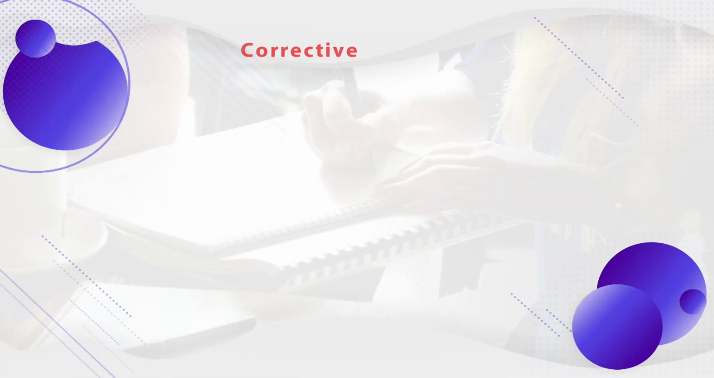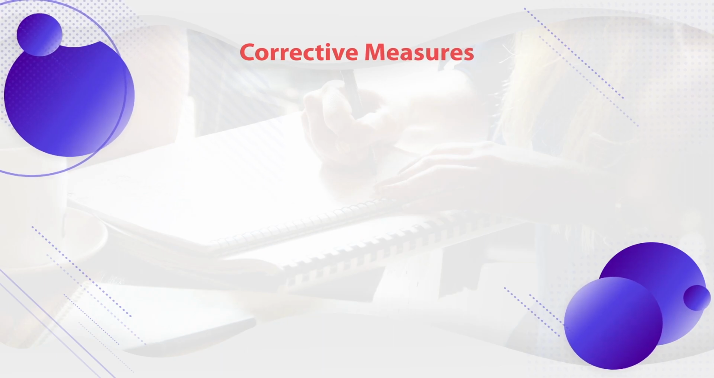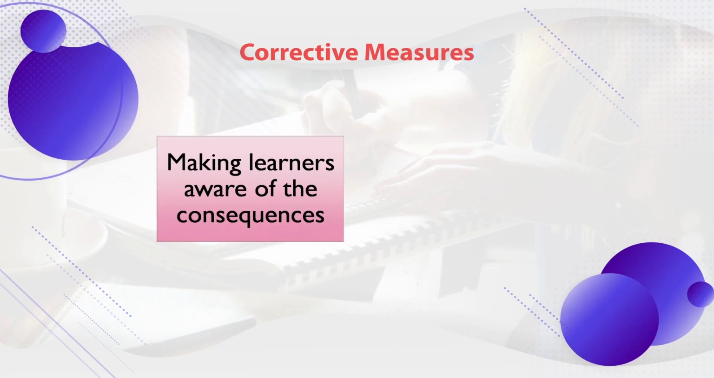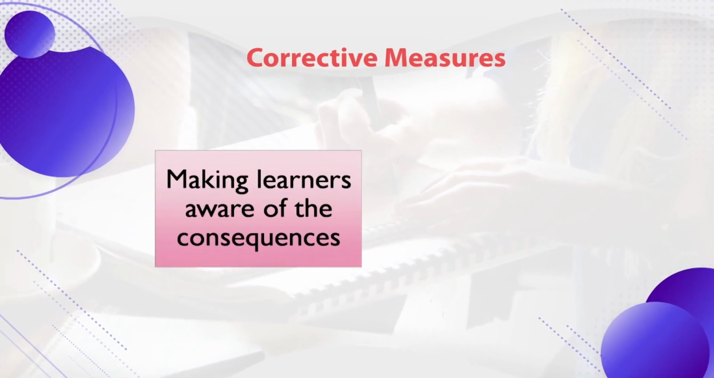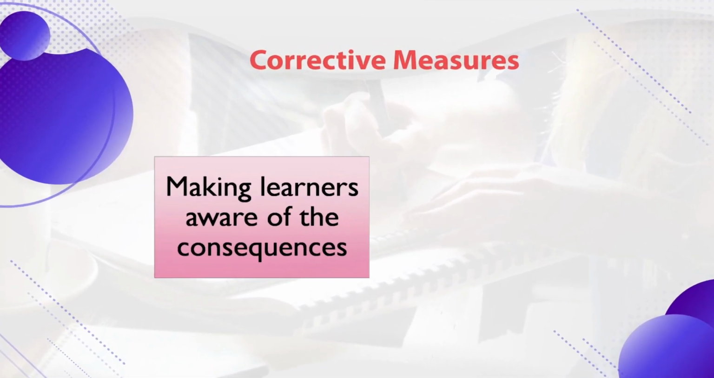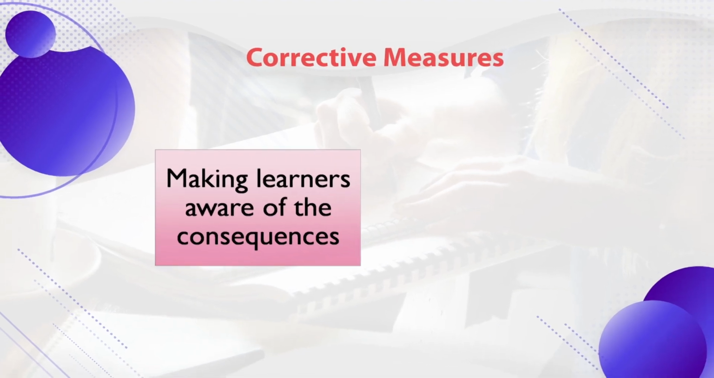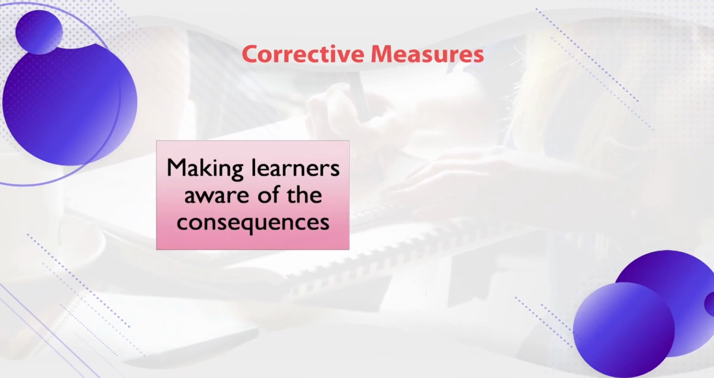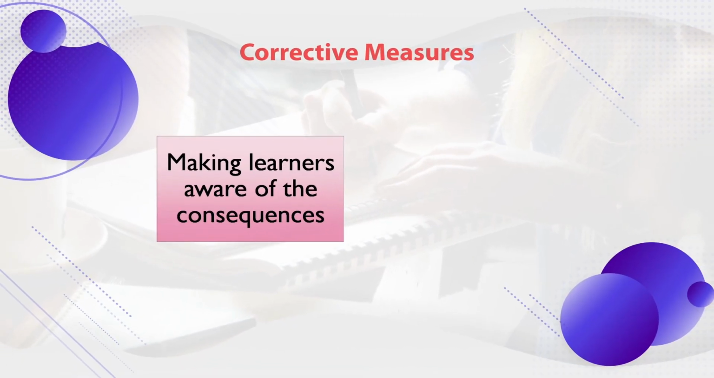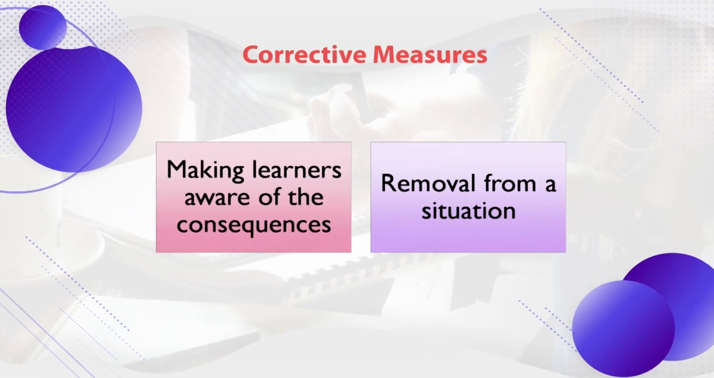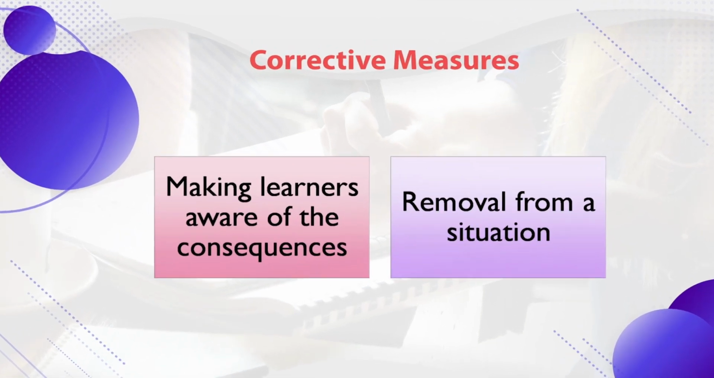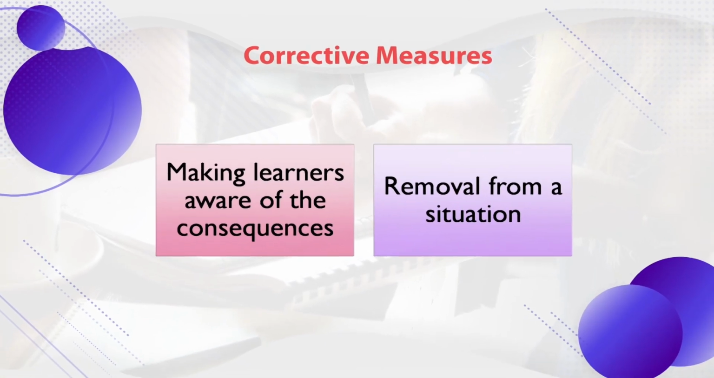Generally, when we apply any corrective measure, we do two things. We make our learners aware of the consequences: that if you will not stop showing this behavior, whatever measure I will adopt, what will be the consequences of that? Or you remove the situation which is creating such problematic behavior among the learners.